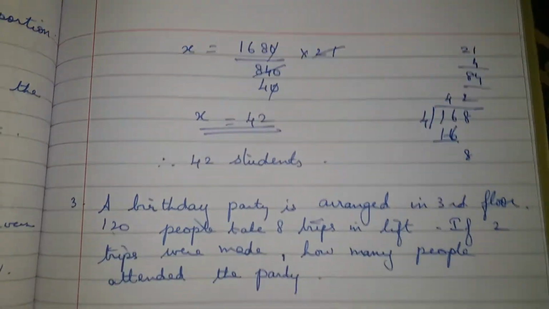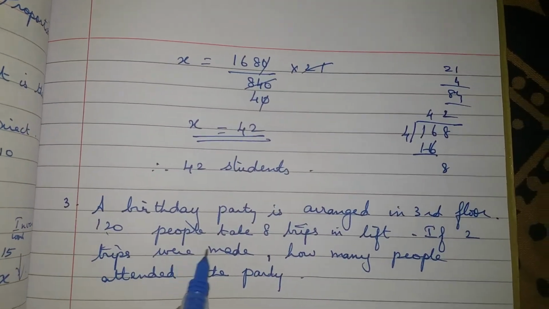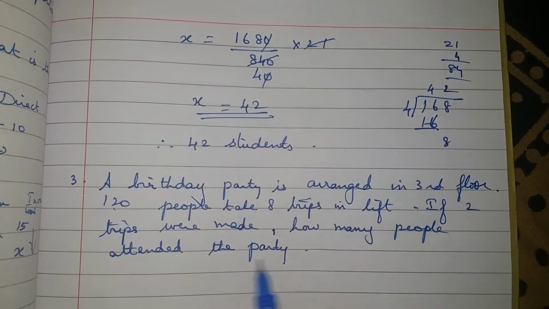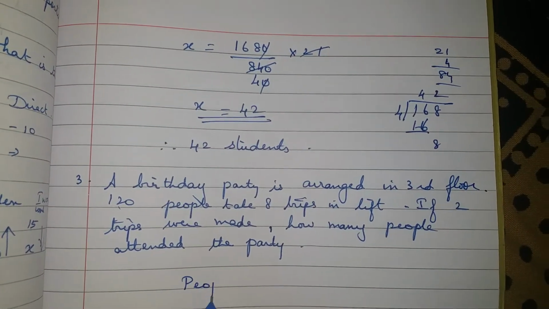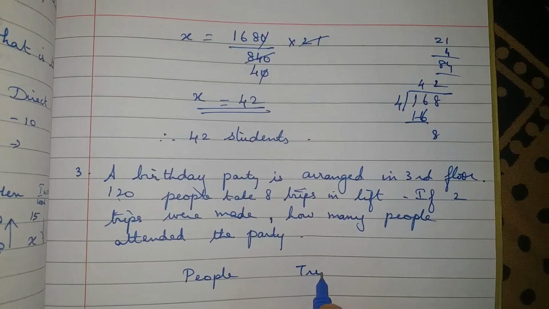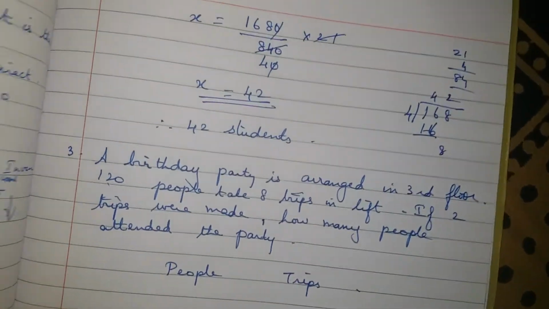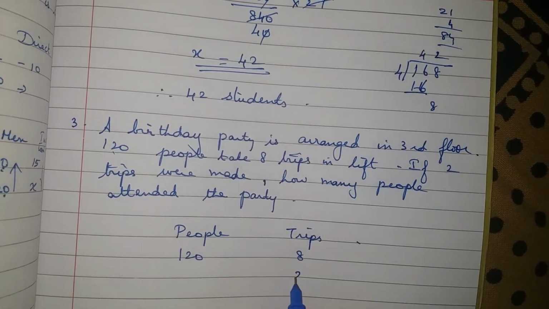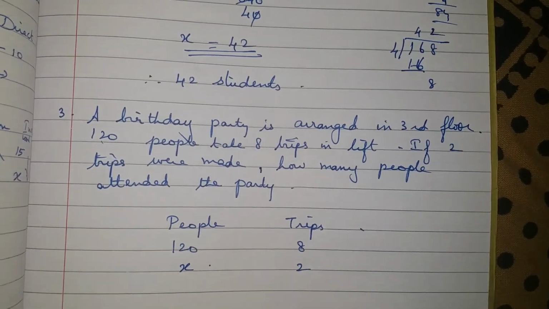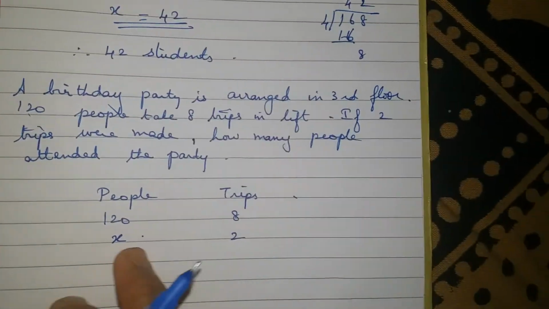A birthday party is arranged in the 3rd floor. 120 people take 8 trips in lift. If 2 trips were made, how many people attend the party? So you write people, trips. So here 120 people are taking 8 trips. If 2 trips were made means how many people? So I write it as x. So that is the number of people you are supposed to find out.